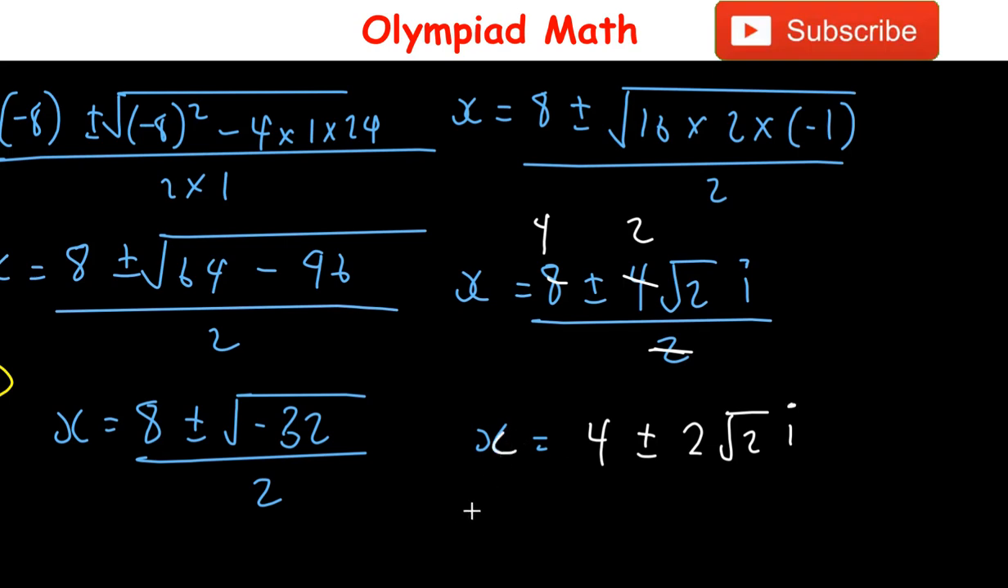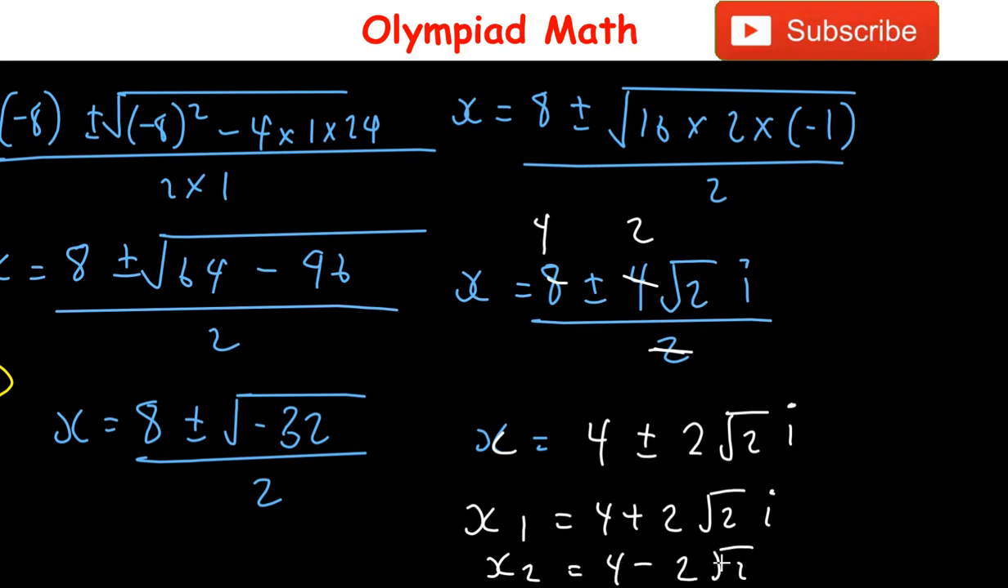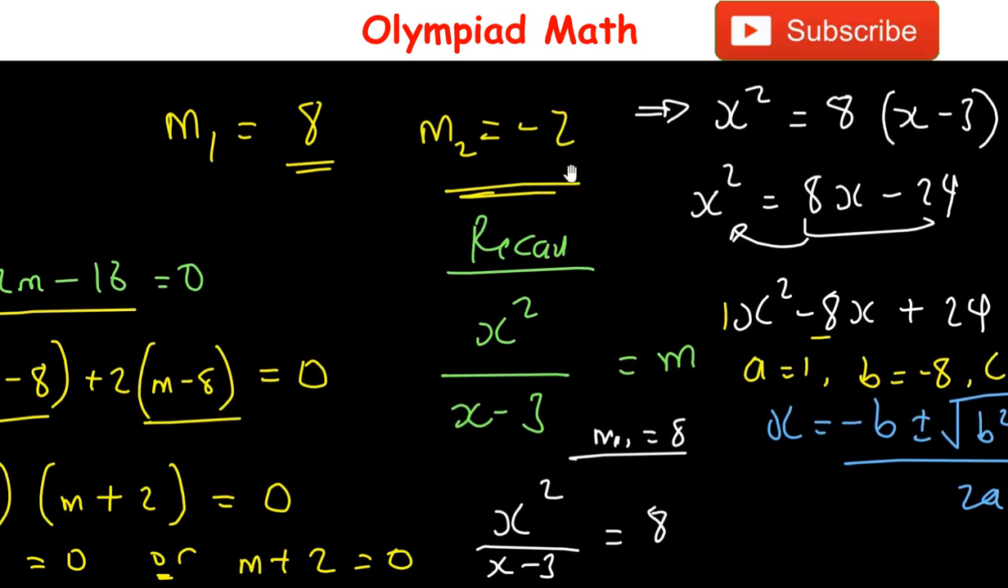And with this, we have the first solution of x to equal 4 plus 2 times square root of 2i, and the second solution of x to equal 4 minus 2 times square root of 2i. Okay, so with this, we have gotten the first two solutions of x. For the next one, when m equals minus 2, also input the value of m as minus 2 into this given equation. So we have the equation x squared over x minus 3 equals m.